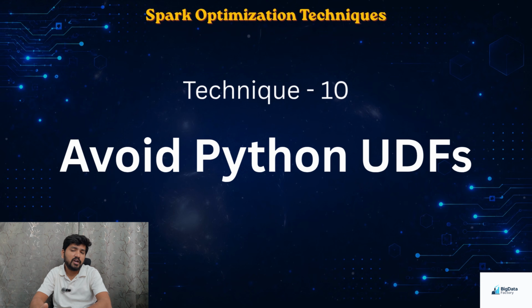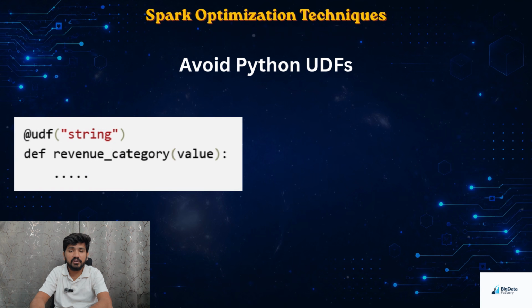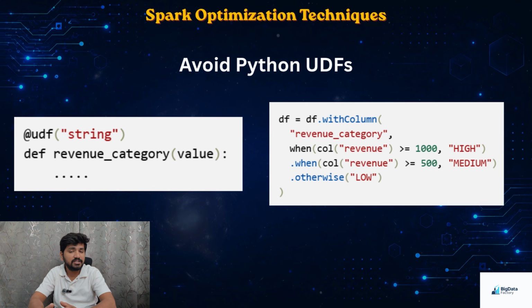The final technique is avoiding Python UDFs when Spark already provides built-in functions. For example, instead of using a Python UDF to classify revenue, use Spark built-in functions. Built-in Spark SQL and DataFrame functions are visible to Spark's optimizer and can participate more efficiently in query planning. Traditional Python UDFs may introduce serialization and Python execution overhead.